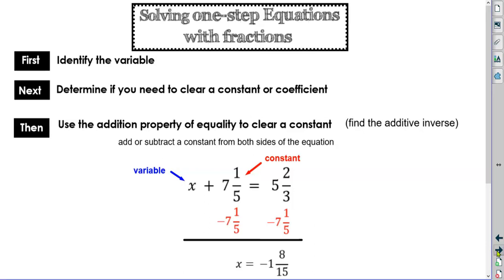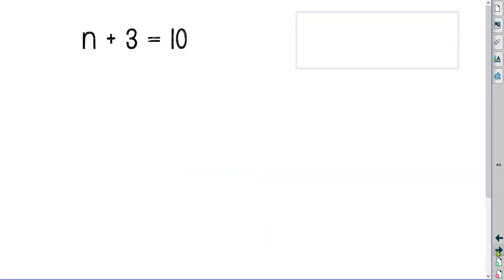Pause the video if you'd like to look over these examples, but these are provided for you in your class notes. So what we've been learning so far is that in order to solve an equation, you first have to identify the variable and the operation that's being performed on it. So for this equation, it's adding of 3, and the inverse of that is subtracting 3.